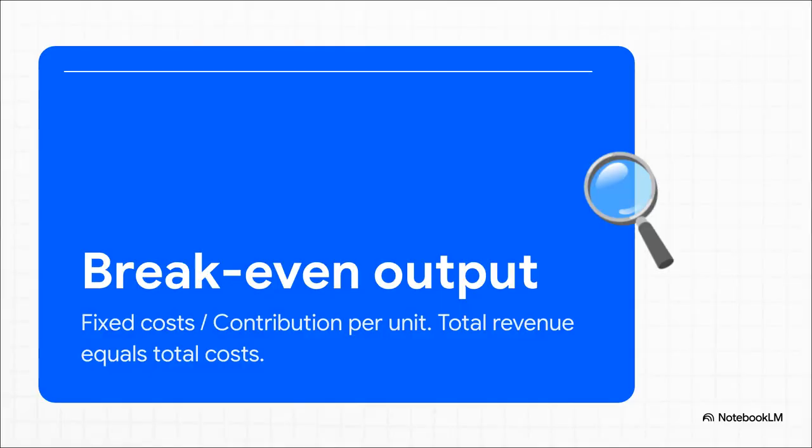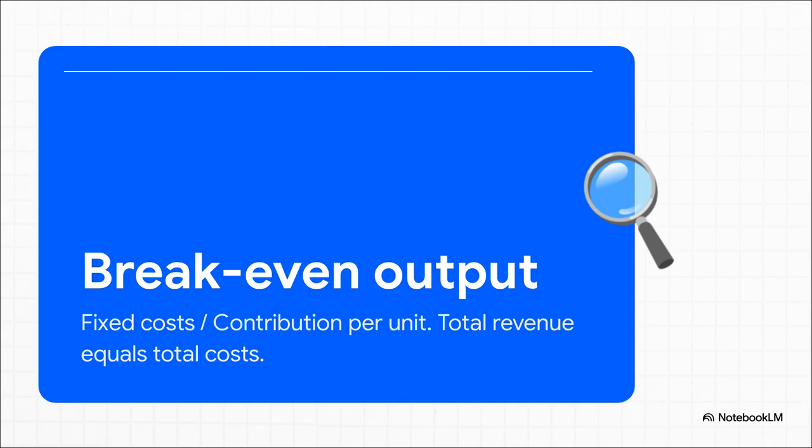So how do we find that magical survival point? You just divide your total fixed costs by your contribution per unit. Let's think about it logically. You've got this massive mountain of fixed costs to pay off, right? And every single item you sell hands you a small shovelful of cash. That's your contribution per unit. Break-even output is just asking, how many shovels does it take to level the mountain?